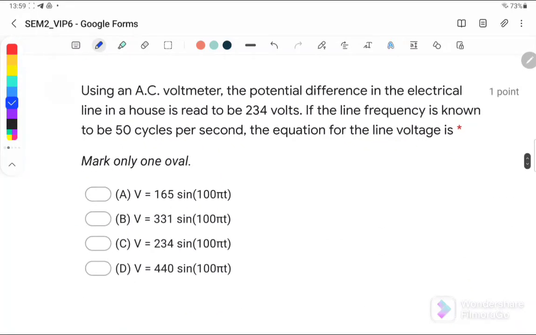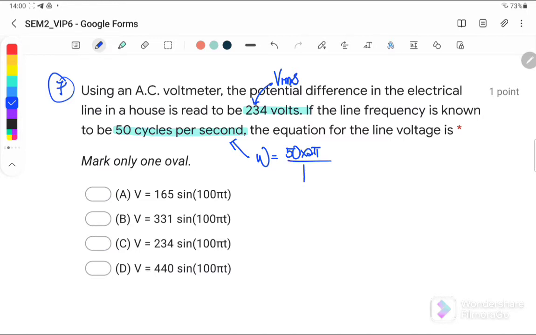Next, question number 7. Using the alternating voltmeter, the potential difference in the electrical line in the house is read as 234 volt. So 234 volt here is actually VRMS, because the question does not mention whether it's the maximum amplitude or the peak value. So usually the value given is VRMS. If the line frequency is 50 cycles per second, here they actually give us the information of omega, where it's equal to 50 times 2 pi within 1 second.